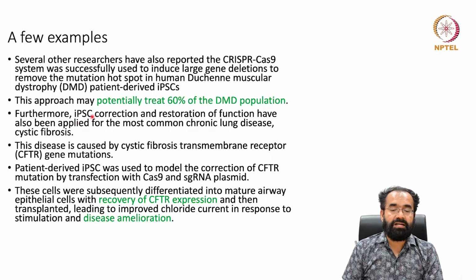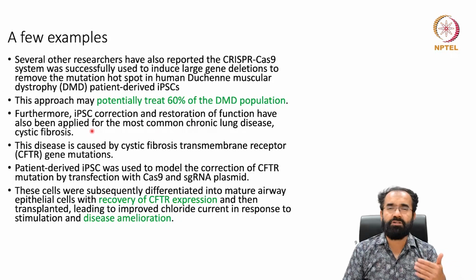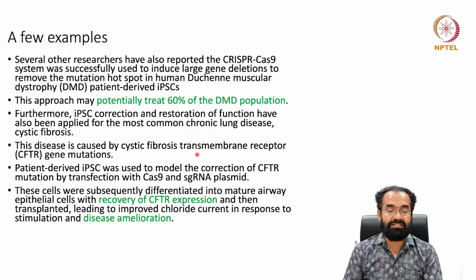And more importantly, iPSC correction and the restoration of function have also been applied for the most common chronic lung disease known as cystic fibrosis. We would have heard about it, which affects the chloride balance in the lung epithelial cells. This disease is caused by the cystic fibrosis transmembrane conductance regulator, also known as CFTR, and mutation of this CFTR gene is the main cause of cystic fibrosis.